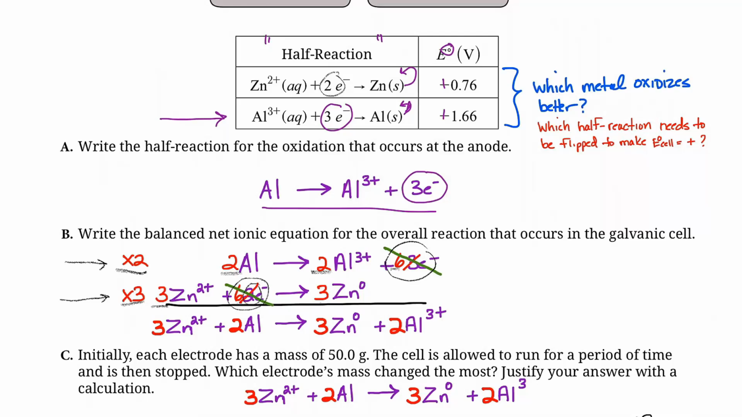So also do a quick check to make sure that the charge on both sides is the same. 3 times plus 2 is plus 6. So this side's plus 6, of course, that's a standalone 0. And then 2 times plus 3 is plus 6. Both sides have the same charge.